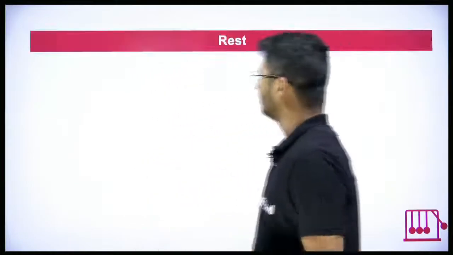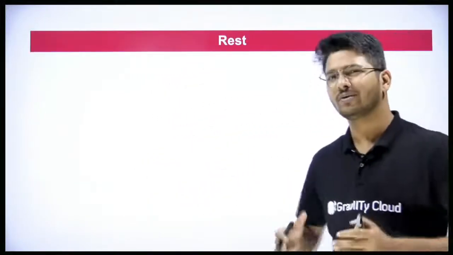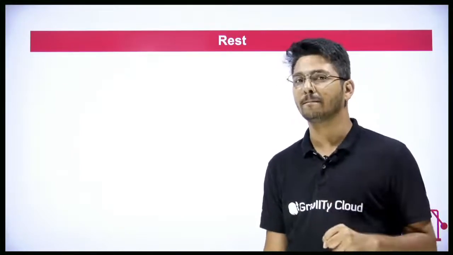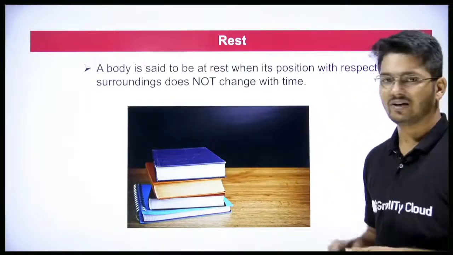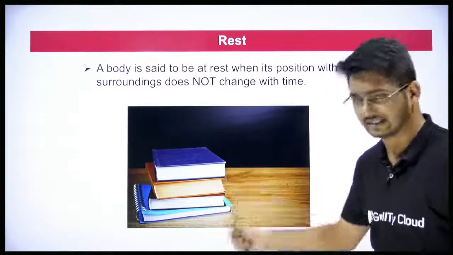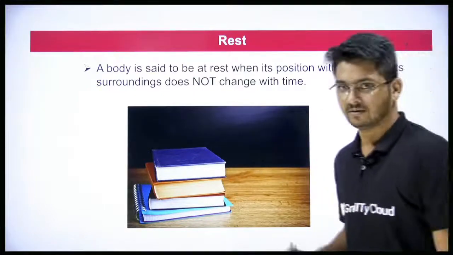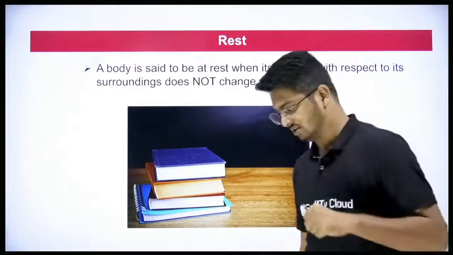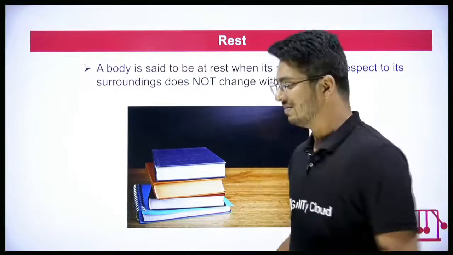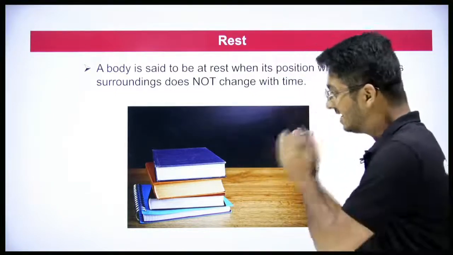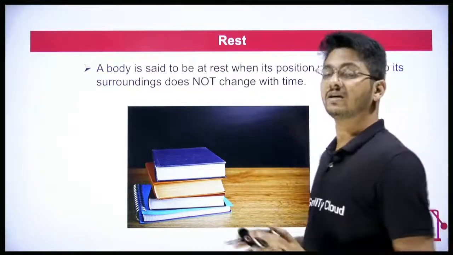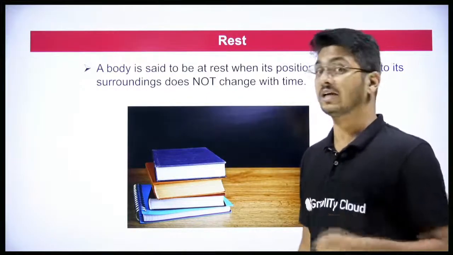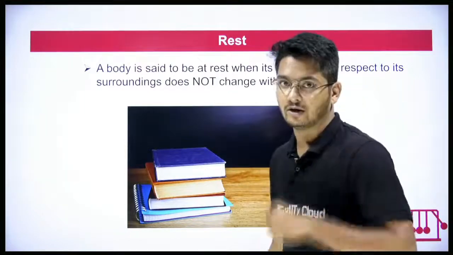So when we talk about rest, what do we actually mean when we say that a particular body is at rest? Look at this, for example. Here we have 4 books placed on a table. Generally, when we look at them, we say that these books are at rest. So what do we mean? When we say something is at rest, its position is not changing. It is not moving, right? That's what we call a body at rest.